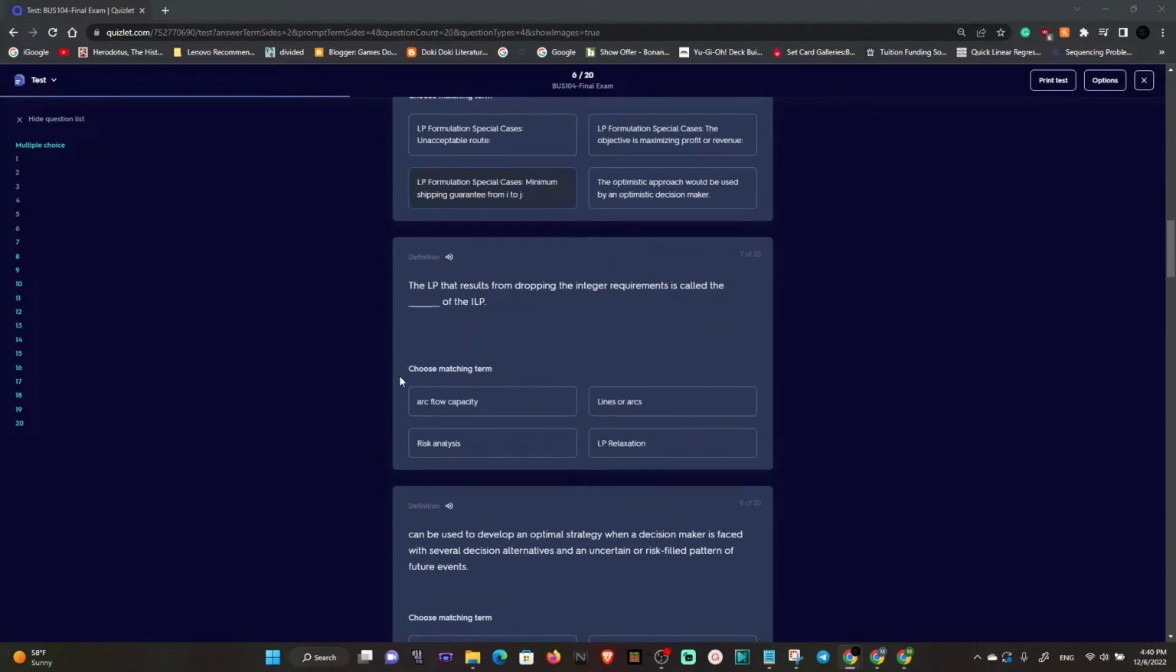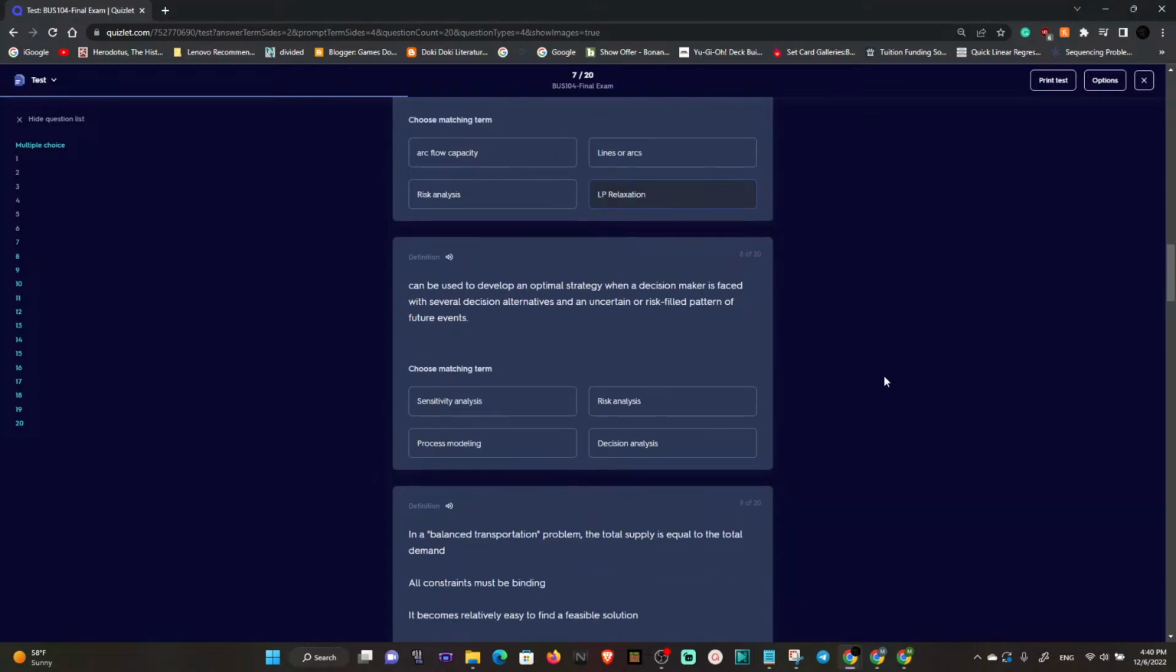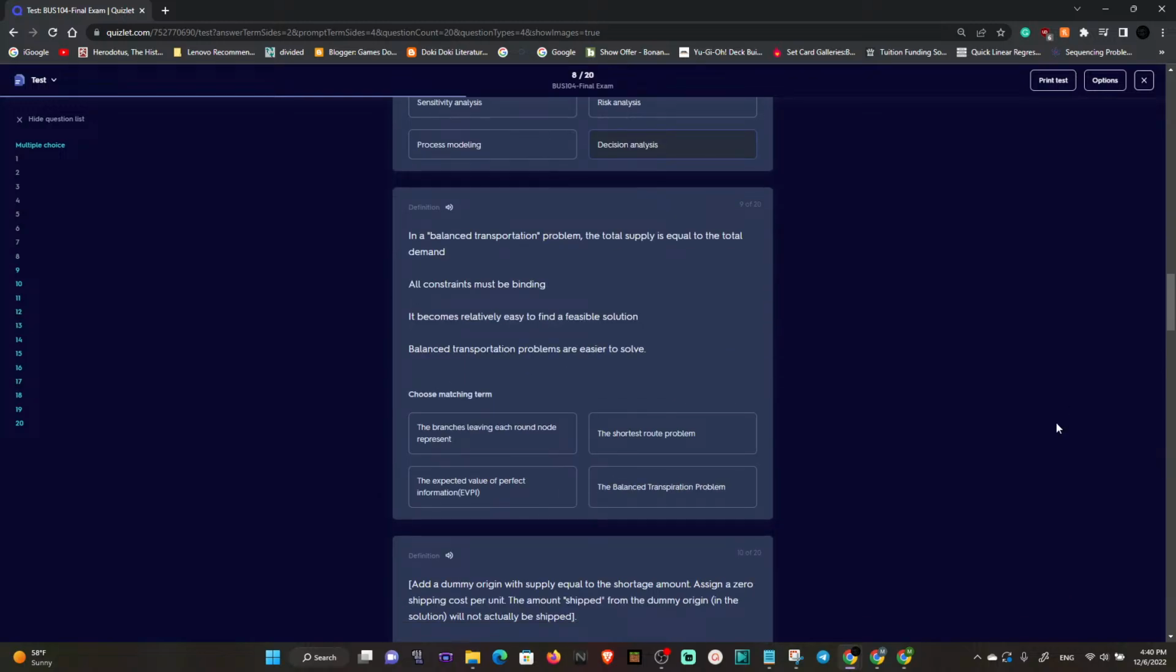And now, my turn. LP that results from dropping the integer requirement is called the LP relaxation. You're up. Can be used to develop an optimal strategy when the decision maker is faced with several decision alternatives and uncertain risk-filled future events. It's decision analysis. Okay. In a balanced transportation problem, the total supply is equal to the total demand. All constraints must be binding. It becomes relatively easy to find a feasible solution. That is the balanced transportation problem. You're up.